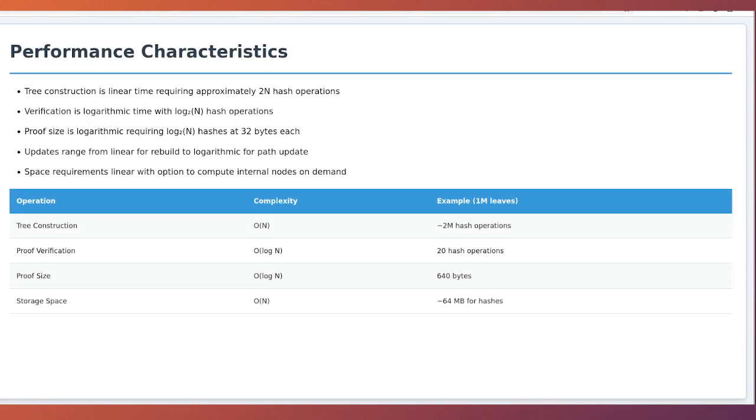Performance characteristics. Let's analyze the performance characteristics of Merkle trees across different operations. Understanding the computational costs helps in choosing when and how to use them effectively.